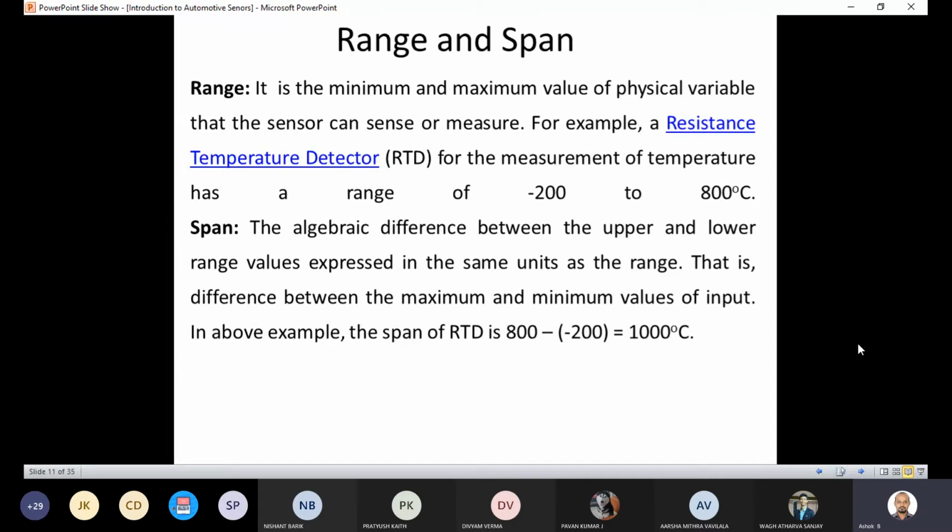So the next one is the span. Span is nothing but the algebraic difference between the upper and lower range values, expressed in the same unit. For example, in this case, the span value of this particular RTD is in the range of 1000 degrees Celsius. This value has to be selected in an appropriate manner to give the sensor output in a quality way.